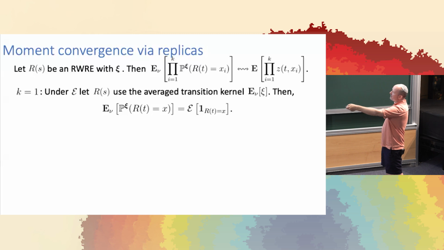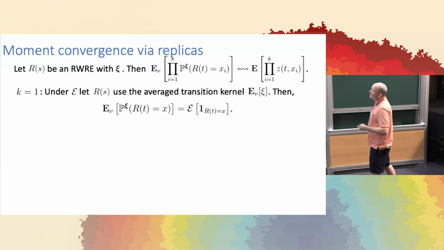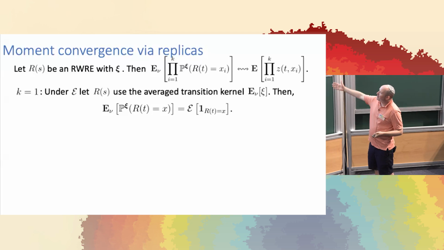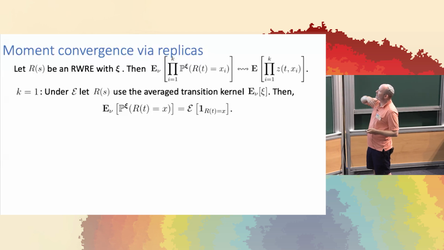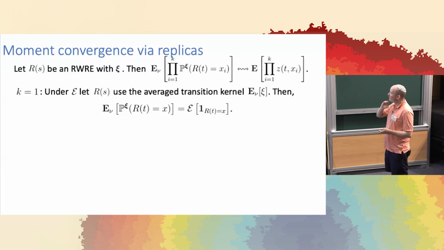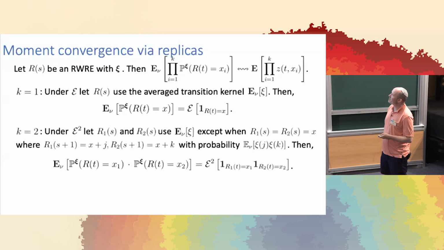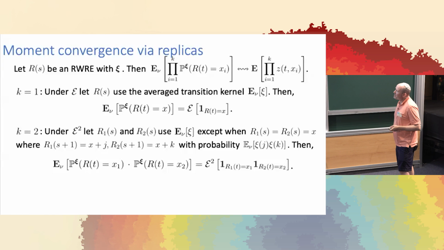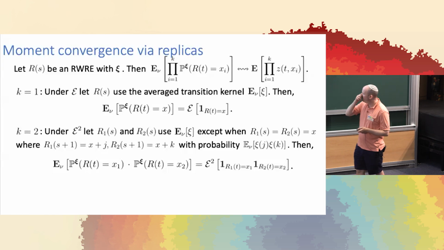Okay, so this is the k equals 1 version of the replica, but this is almost a triviality. It's because you're taking the product of a bunch of stuff that's independent. You can take the expectation inside. Everything becomes its average. Well, let me show you what happens when k equals 2.